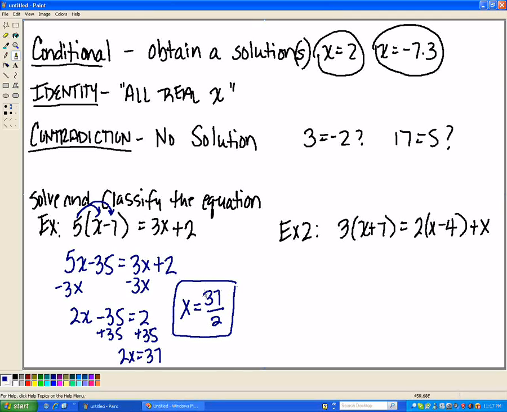When you actually obtain a solution, we classify the equation as conditional. Okay? Keep that in mind. Here is your solution. Here is your equation classification. Let's try example 2. Our first step would be to distribute our 3.